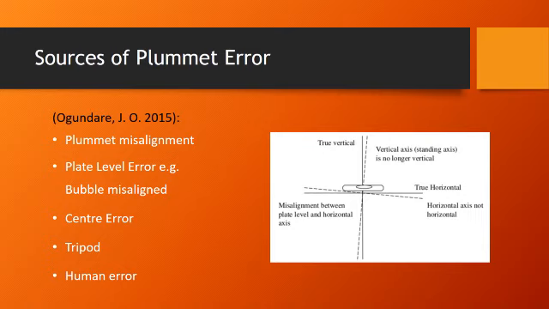Sources of plummet error include plummet misalignment. This includes the surveyor not aligning the plummet with the target correctly, or it could be the plummet in the instrument is not aligned correctly. Another source of error is plate level error. This means that the Tribrach or instrument isn't leveled correctly, even despite the fact that the bubble shows it is. A centering error is that the center of a Tribrach is not precisely put in the center. You can get errors with the tripod being knocked, and there are human errors that can be involved.